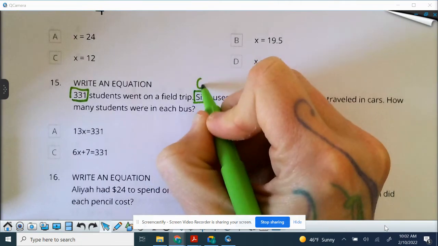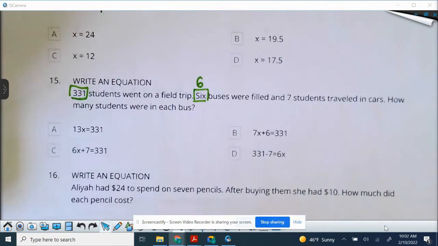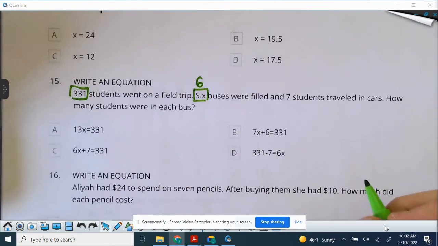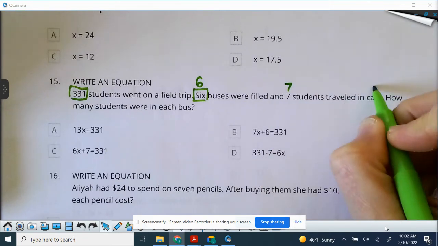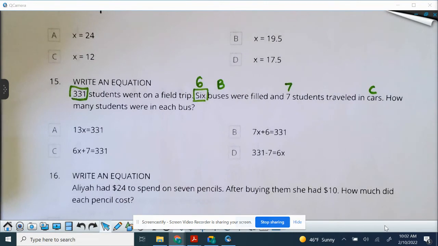Big thing I would tell you to do, especially on quizzes and EOCs, is when you see numbers like that written out, try to write a note and write the actual numeric number down. Even though when we're reading it together you hear 6 in your head, without seeing the number for quick reference, some of us mess up that number. 6 buses were filled and 7 students traveled in cars. So 7's important, but it's in cars versus buses. How many students were in each bus?